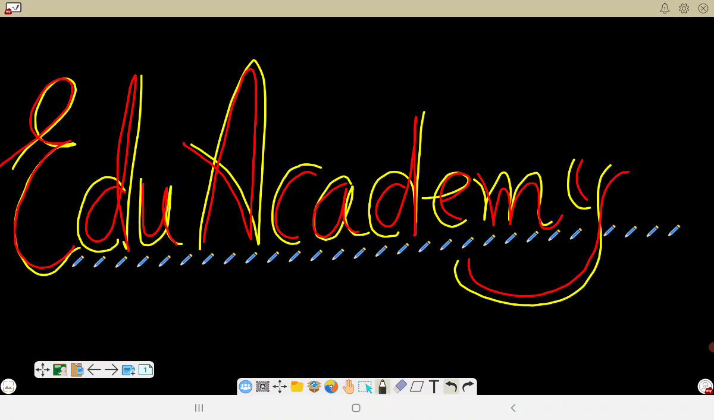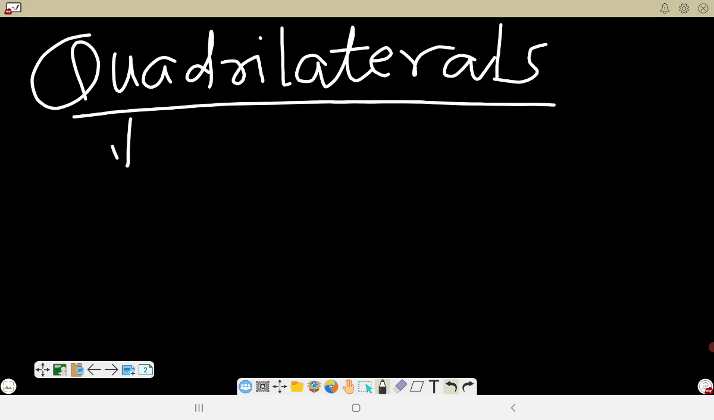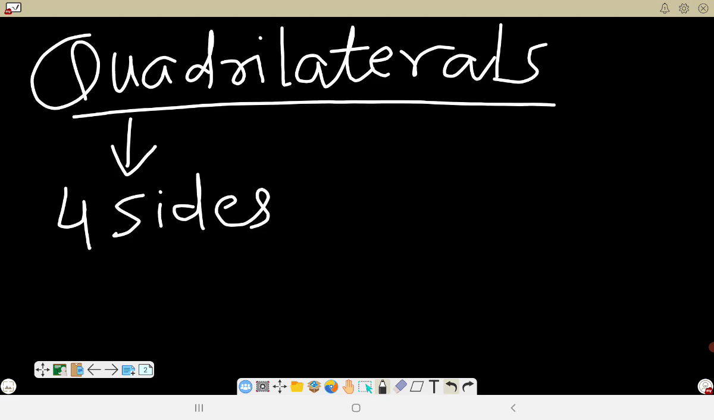Today we are going to do the chapter quadrilaterals. Okay, so let's start. First, we need to know what quadrilaterals are. Quadrilaterals, as the name suggests, are the figures which have four sides. Would you be able to tell me the shapes which have four sides?